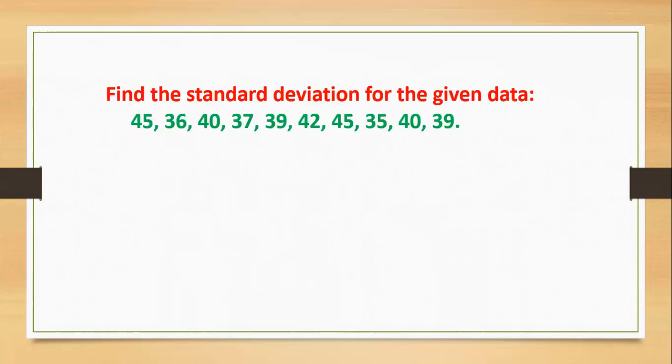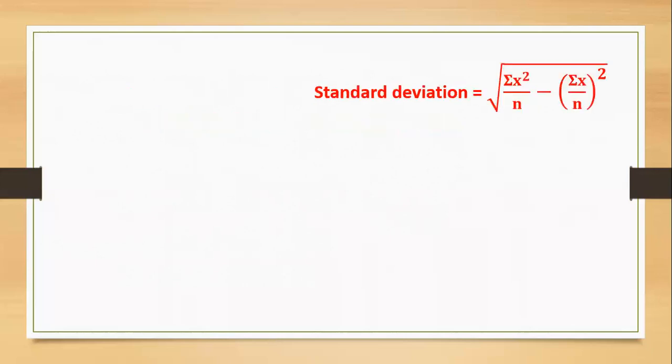We see the problem. First one, find the standard deviation for the given data: 45, 36, 40, 37, 39, 42, 45, 35, 40, 39. Now see how to calculate the standard deviation. The given problem is an individual series. The individual series standard deviation formula is square root of summation x squared by n minus summation x by n the whole square.